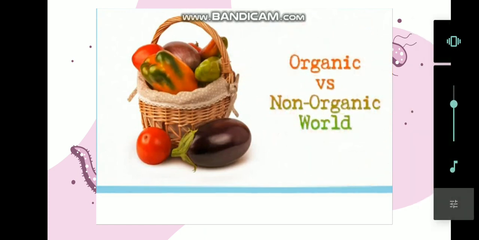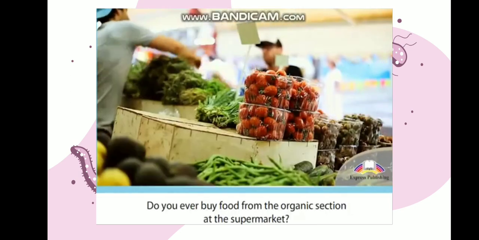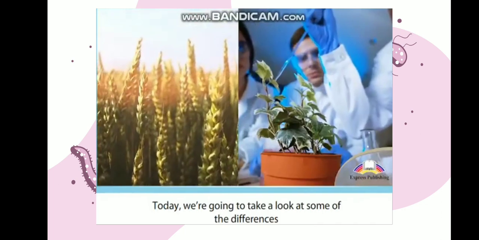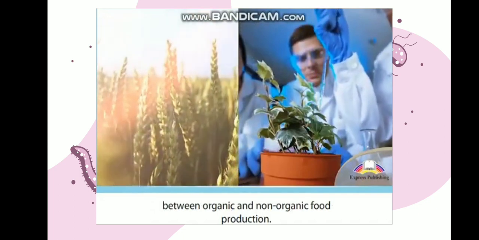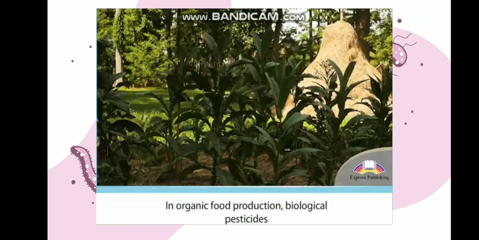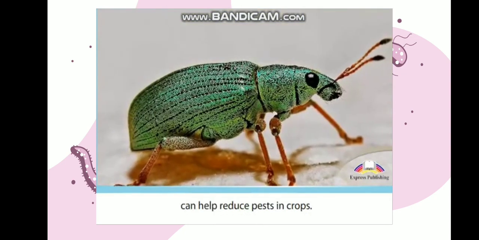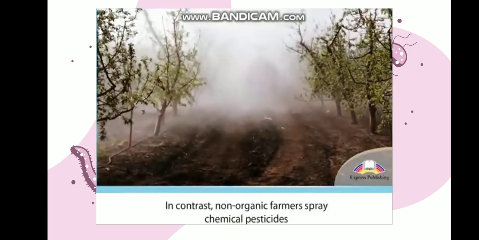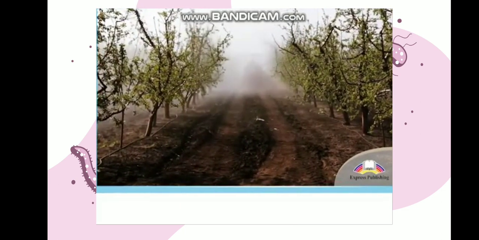Organic versus non-organic world. Do you pay attention to where your food comes from? Do you ever buy food from the organic section at the supermarket? Today, we're going to take a look at some of the differences between organic and non-organic food production. In organic food production, biological pesticides such as ladybirds and beetles can help reduce pests in crops. In contrast, non-organic farmers spray chemical pesticides to protect their crops from pests.